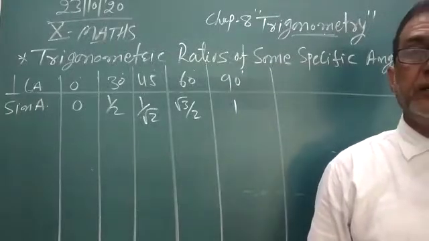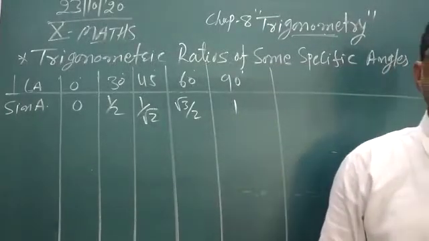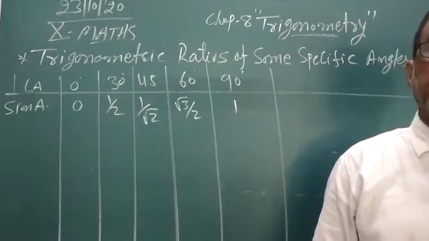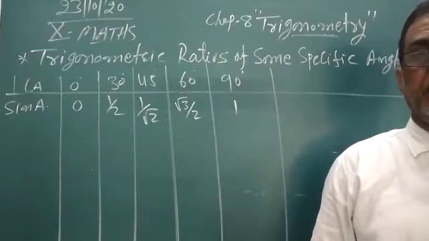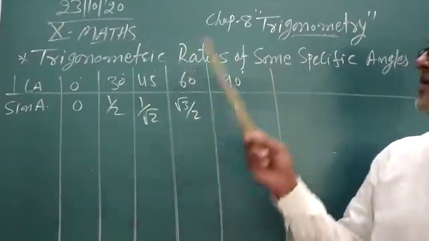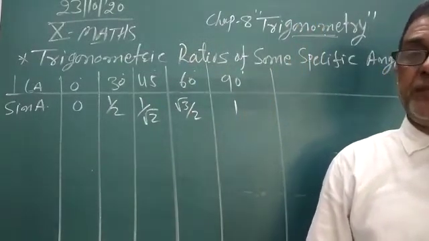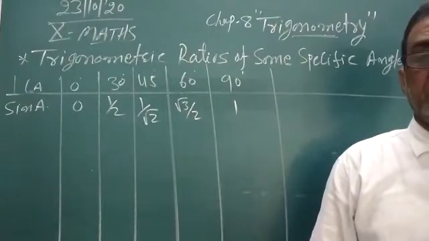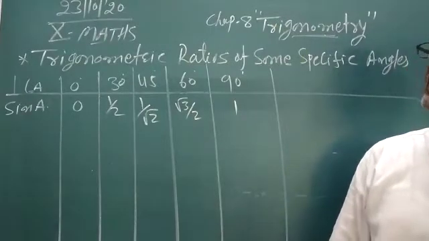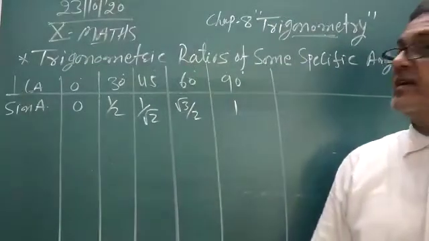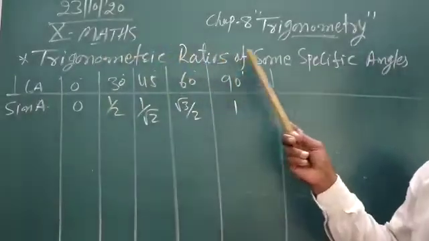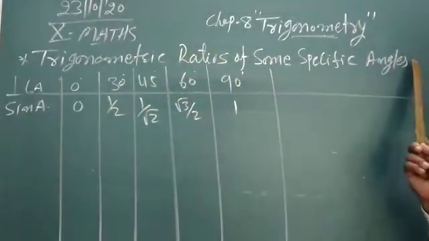Good morning, students. Last time we completed exercise number 8.1, which means the first part of this lesson on trigonometry. Actually, there are three parts to this lesson. Today I want to start the second part. The second part means the trigonometric ratios of some specific angles.